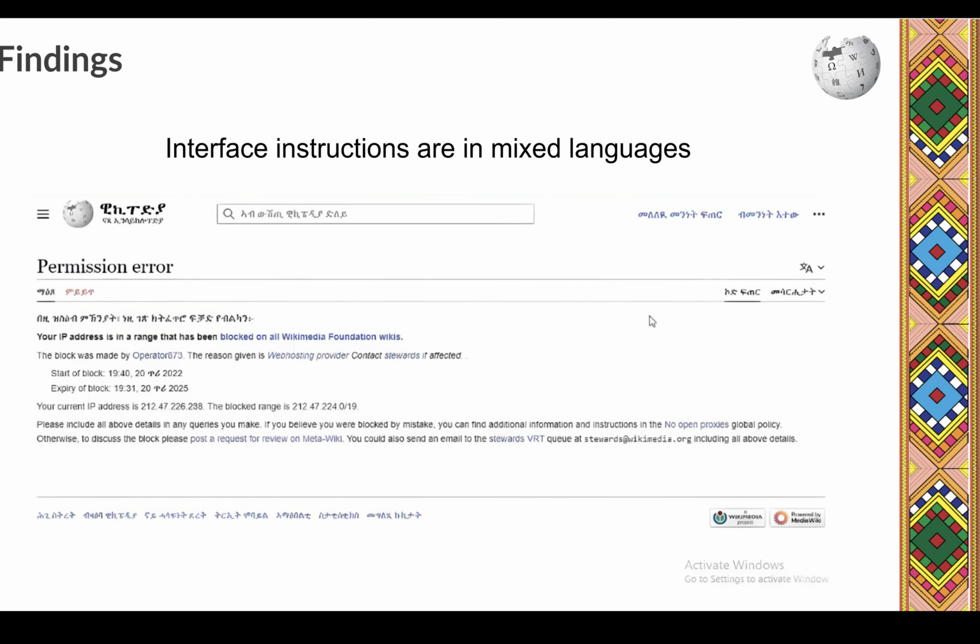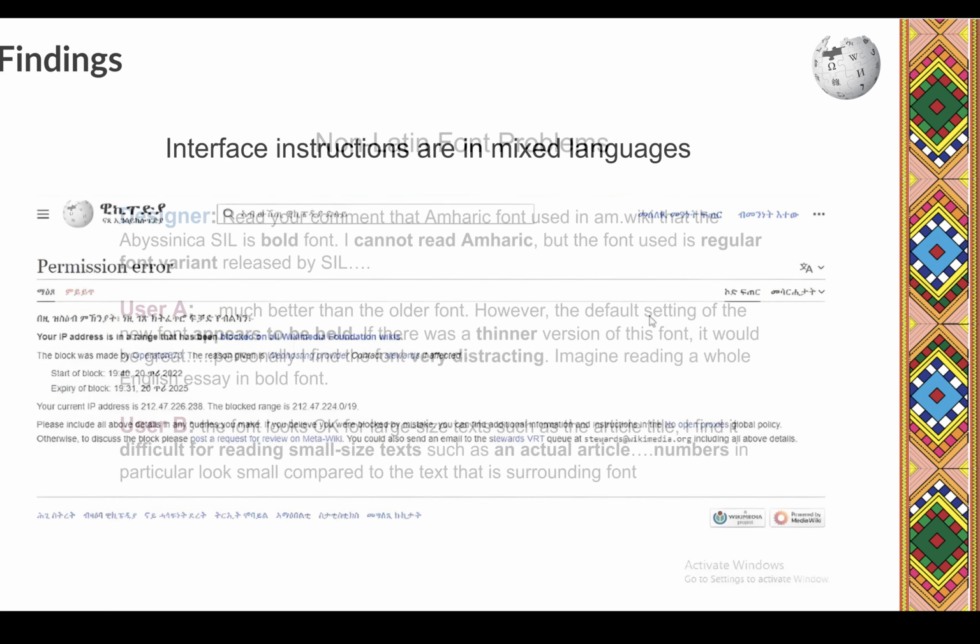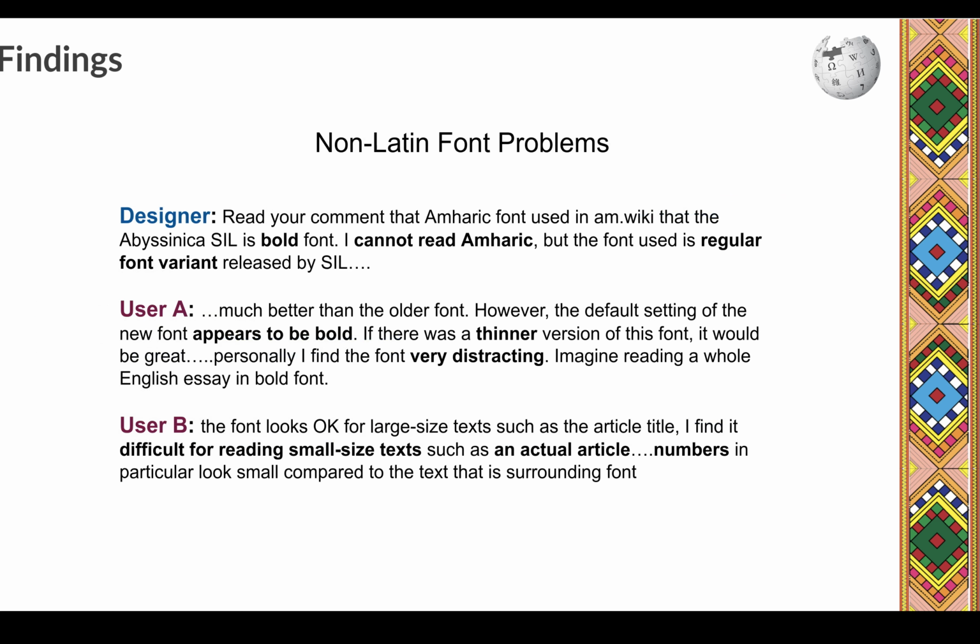We observed several challenges, including sometimes interface interactions would be mixed in the local language and English. Here's a screenshot from one of our participants receiving a permission error that their IP address is blocked, and the instructions are in a mix of Tigrinya and English. There were also several discussions on not being able to use non-Latin fonts on the Wikipedia interface.